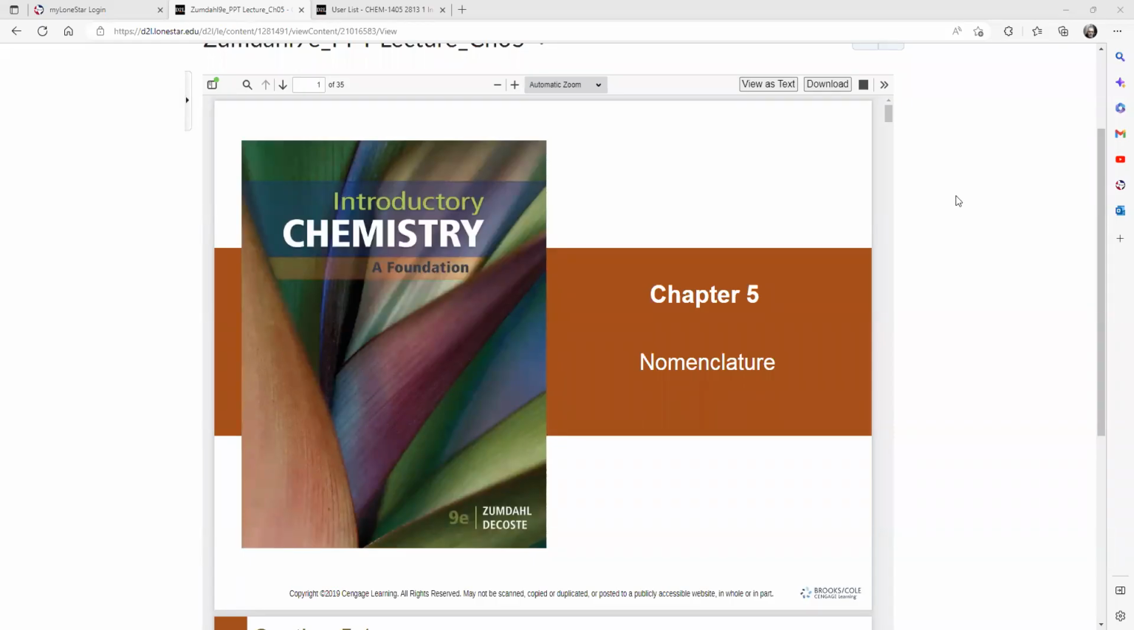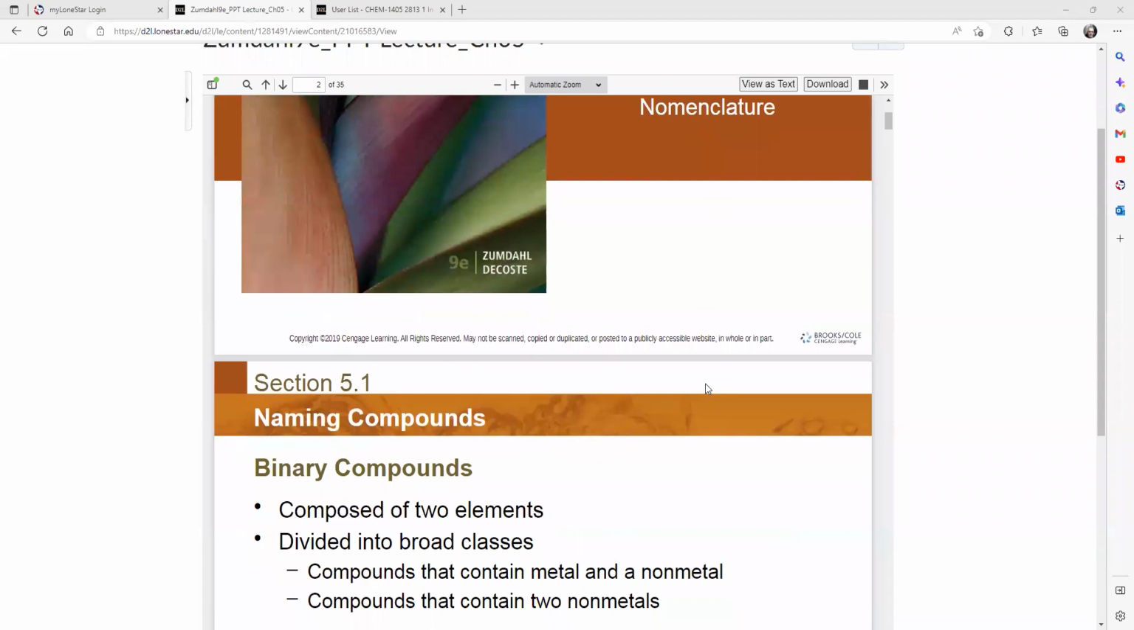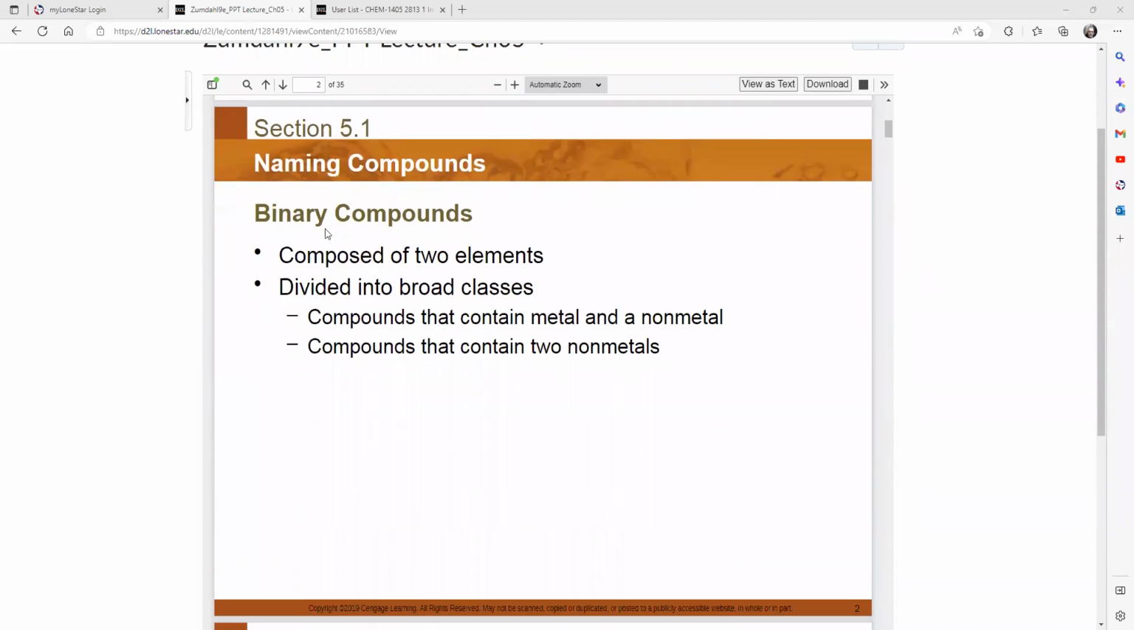Hello, dear students. Today we have chapter 5 that is about nomenclature. Let's begin by studying how to name compounds. Binary compounds are made of two elements. You can divide them into those that contain a metal and a non-metal, and those that contain two non-metals.